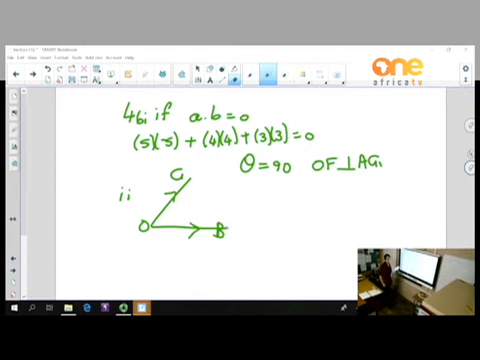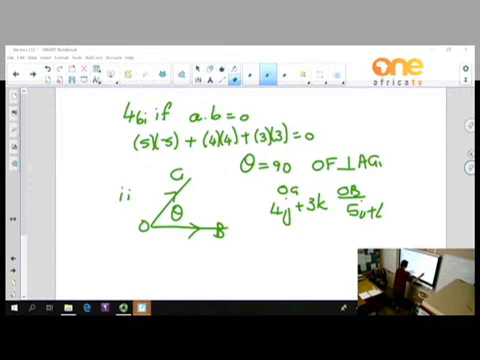Those are the 2 vectors that you're working with. I want to find theta in the middle. Make sure that you understand that part. So I have the vector OG, and I have the vector OB. OG is 4j plus 3k. And then OB, this is the one that we need to find now, and that is 5i plus 4j. I have to find that first from my sketch. So that's 5i plus 4j.